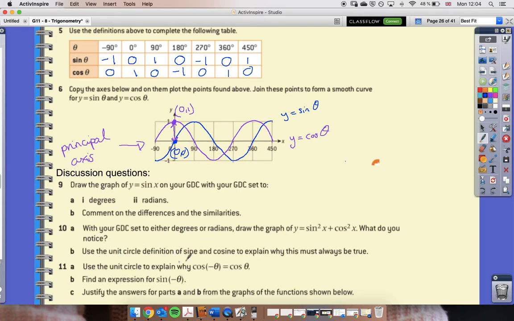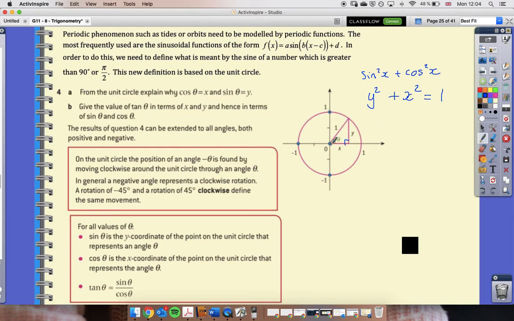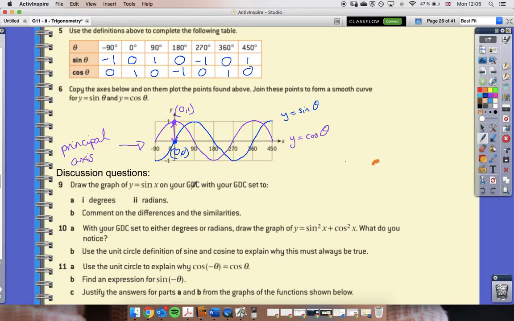Okay, use the unit circle to explain why cos negative theta is equal to cos theta. Okay, so I've got theta here. Let's do my best to draw negative theta. If I drew negative theta perfectly, it would look like this, wouldn't it? And as we're talking about cos, we're talking about the x coordinates. And of course, the x coordinates are equal here. Okay, and as theta grows larger and negative theta grows larger, the x coordinates will stay lined up. So cos of negative theta is always equal to the cos of theta.